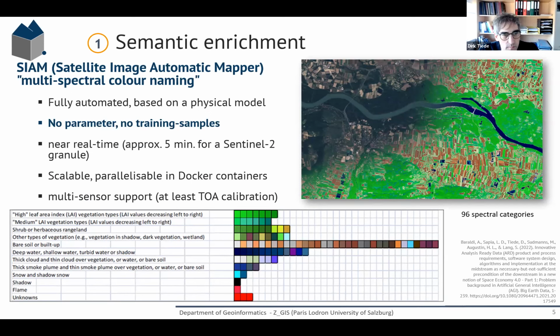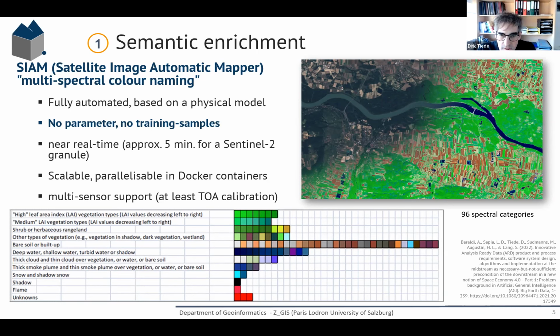That's a fully automated spectral categorizer, which is based on a physical model. So we need no parameters, no training data. So we can really upscale that, parallelize that for thousands or more data sets quite fast. We do that in Docker containers, and that works quite well. It's always beyond land cover classification, to make that clear here.